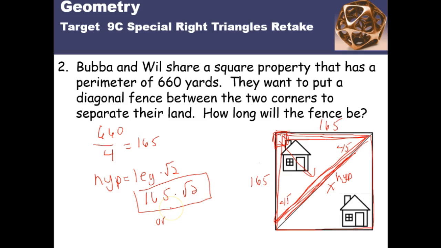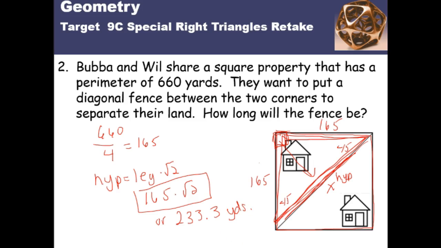Or I can actually plug that into my calculator and get an answer. Because this is a word problem, we're talking about how long a fence is. This one I probably would. The first one I definitely wouldn't. So I'm going to do 165 times radical 2. And I get 233.3. So the fence would be about 233.3 yards long.